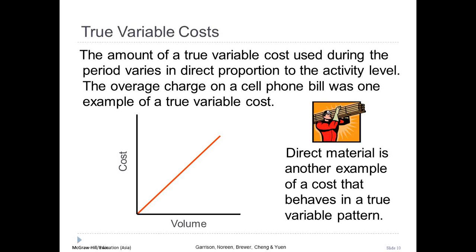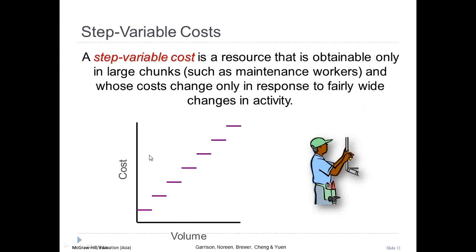So in the case of cell phones, the overage charge on a cell phone is a true variable cost. In the case of a manufacturing company, the actual direct material used in the creation of a product is considered variable. If we use 4 tires on every car, it is a direct material. Okay? We always use four tires on the car, so it's a variable cost.